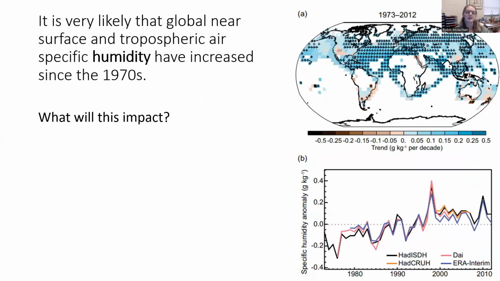So we know that it's very likely that the global near surface and tropospheric air-specific humidity have increased since the 1970s. So not only are wet areas getting wetter in terms of rain, they're also getting wetter in terms of humidity, just because hot air can hold more water vapor in it.